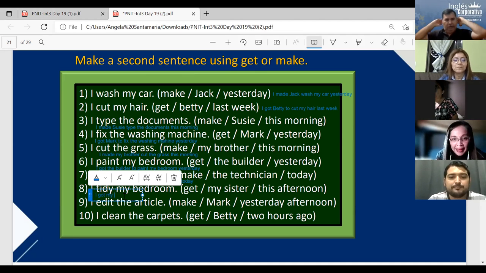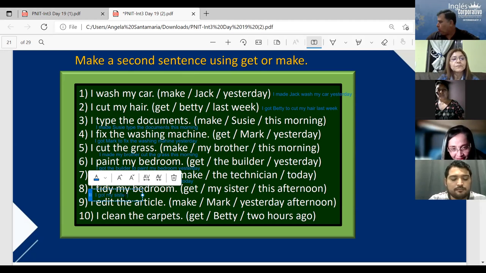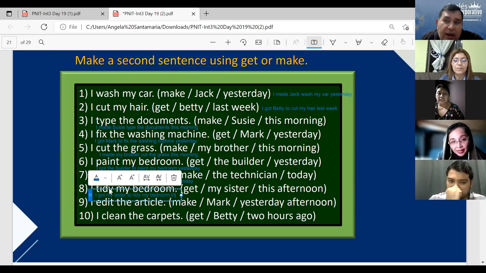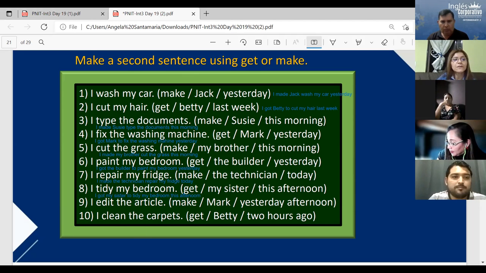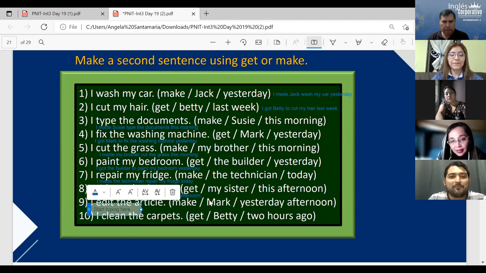Okay, I got my sister to tidy. Tidy is similar to clean. Tidy is to organize, to clean, to straighten up. Tidy is correct, girls. It's right.